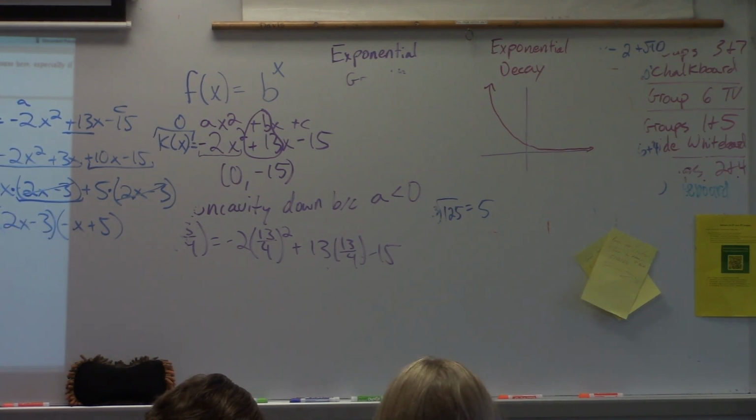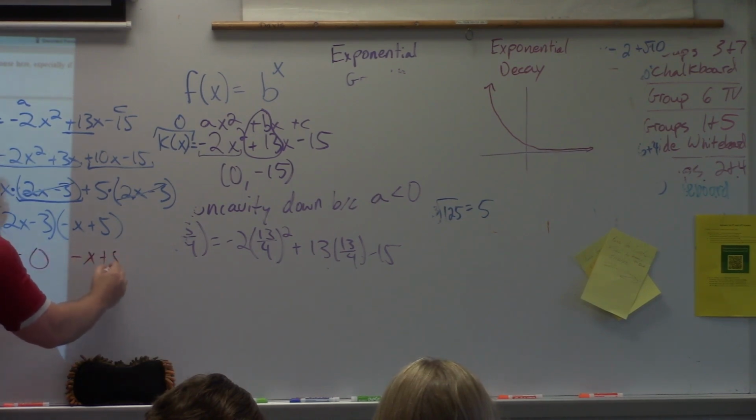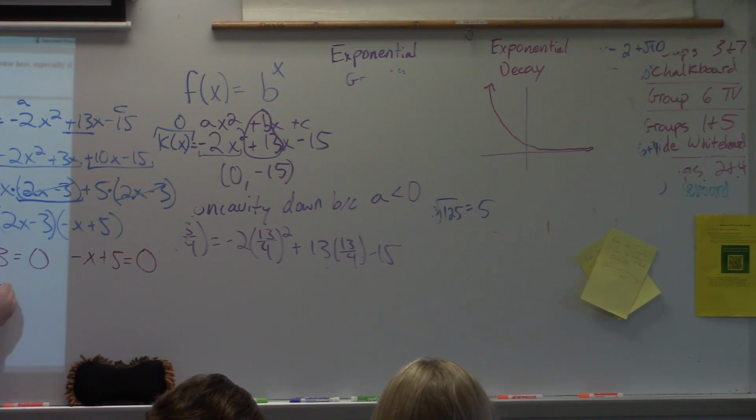So what would 2x minus 3 equal? 0. And what would negative x plus 5 equal? And I have faith in your abilities to finish solving for x. X would end up equaling, if you want to try this on your own later, 3 halves and positive 5. Those are your zeros, and you can convert those to x-intercepts.